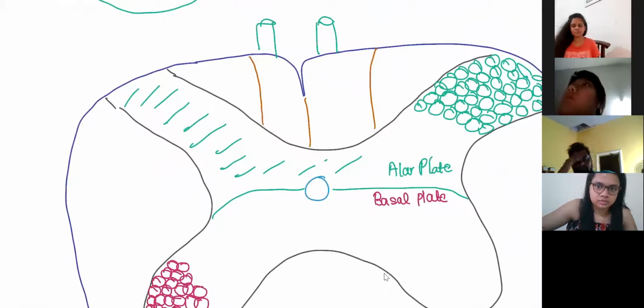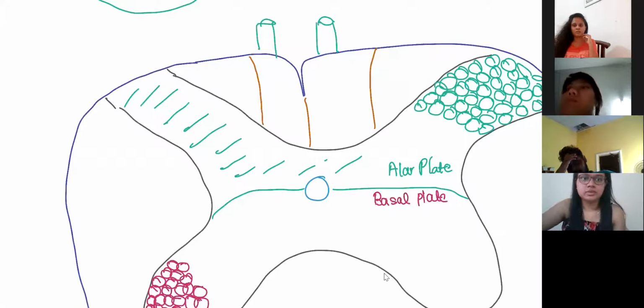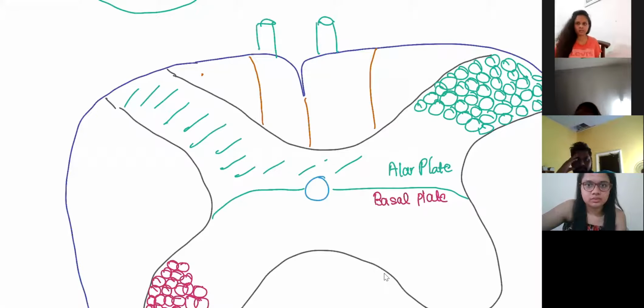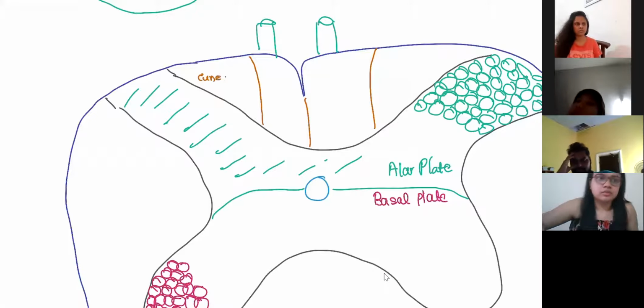Can someone tell me what this is? This region. It's a part of the dorsal column. What is this area called? Cuneate. Yes, it is the cuneate nucleus. Does it innervate the upper limbs or the lower limbs? Upper. Yes. And the way to remember that.